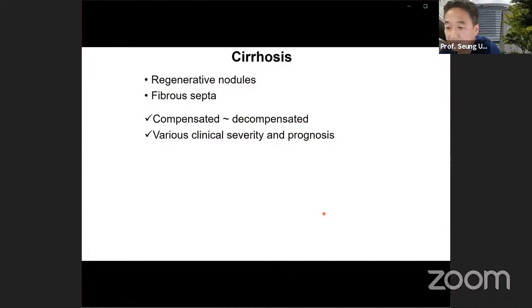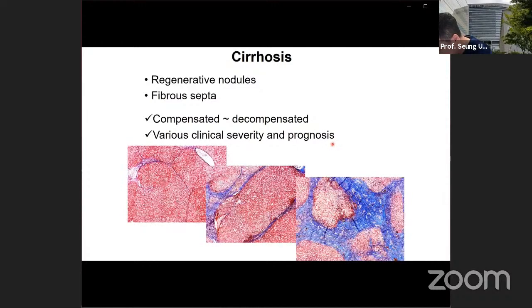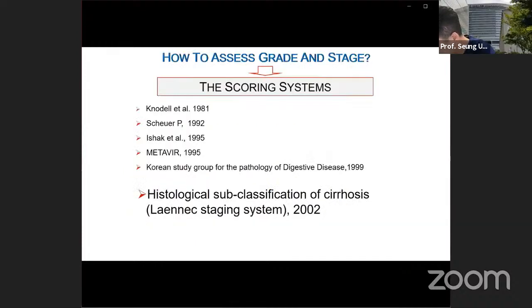Cirrhosis is characterized by regenerative nodules and fibrous septa. And cirrhosis is not a homogeneous stage. Actually, there are compensated and decompensated stages, and cirrhosis shows various clinical severity and prognosis. These features are morphologically all cirrhosis. However, in this case the fibrosis is mild, and in these cases the fibrosis is marked. So, a histological subclassification of cirrhosis, the so-called Laennec staging system, has been suggested.